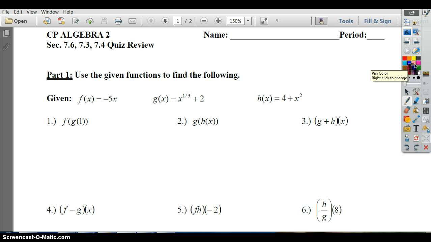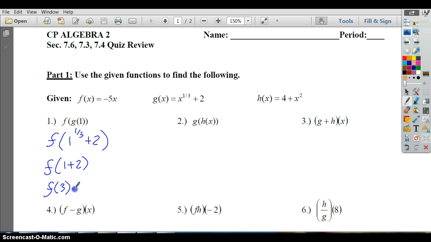I'm going to do f of g of 1, so the first thing I want to do here is plug in for g of 1. I want to solve that, so I'm going to put 1 to the 1/3 plus 2. I'm going to evaluate this. The cube root of 1 is 1, so 1 plus 2 is 3. So really I'm testing out f of 3. So f of 3 we're going to put into this guy. So we're going to have negative 5 times 3. So f of g of 1 looks like we're going to get negative 15.